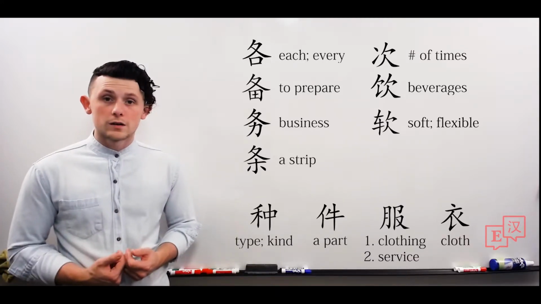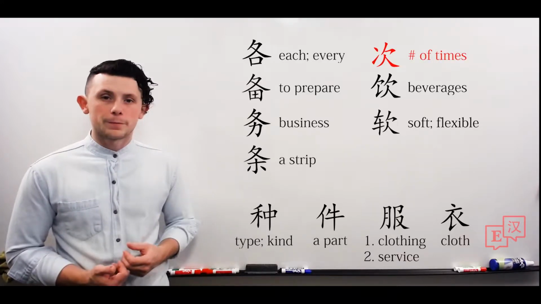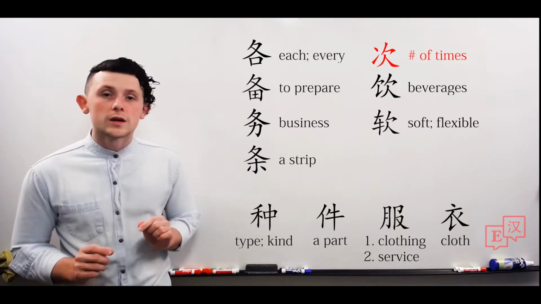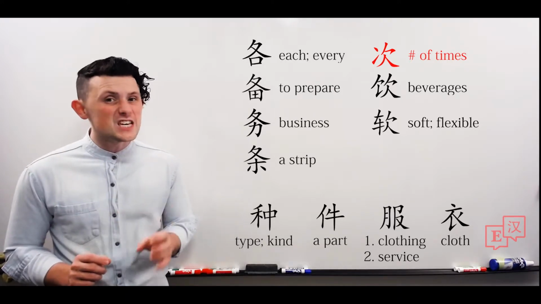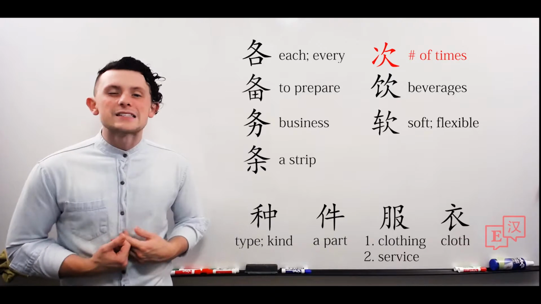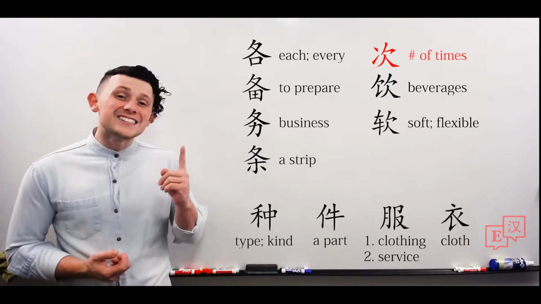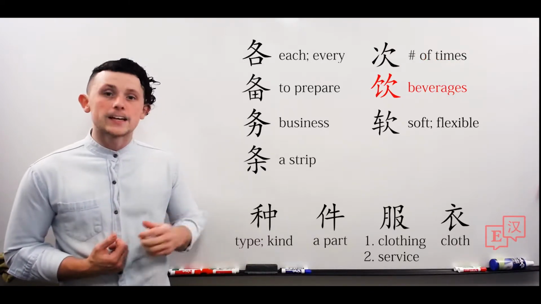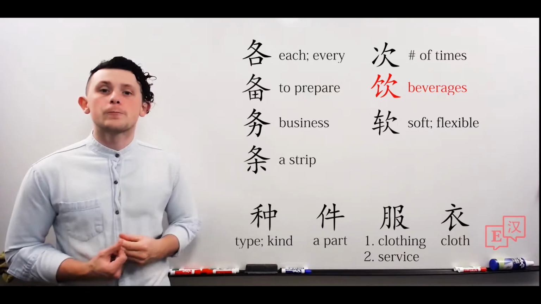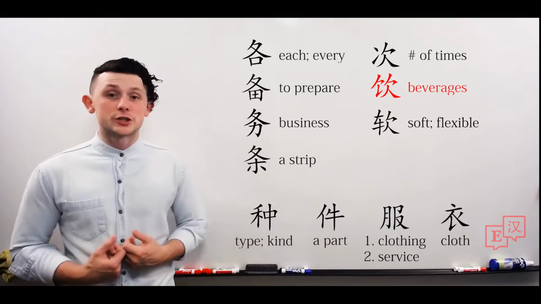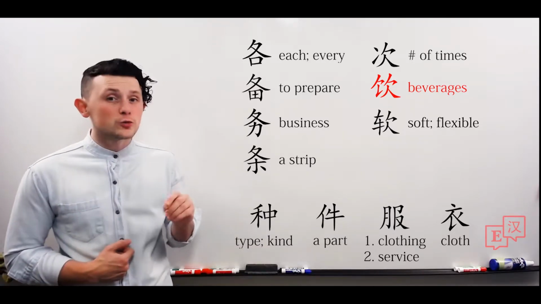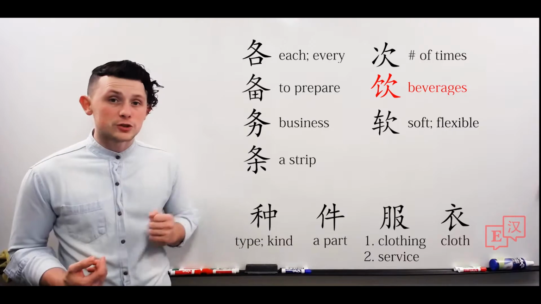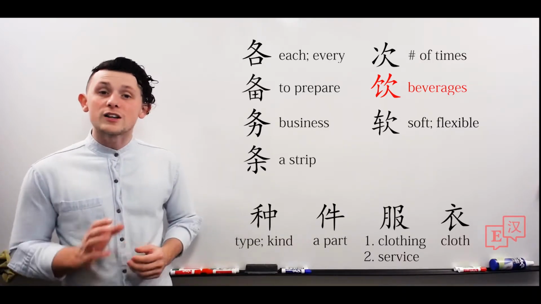Our next three characters are all based on the character qian, which means to owe or be lacking or deficient of something. So, our first character, ci. Now that initial sound is just like in 从, from, falling tone with an e, 次. This character means times, as in the number of times that you do something. 一次, 两次, 三次. Next, 饮. Means beverages. Now you'll notice that it has the 食, meaning food radical on the left, and that indicates to us 饮 has something to do with food. Beverages. 饮.